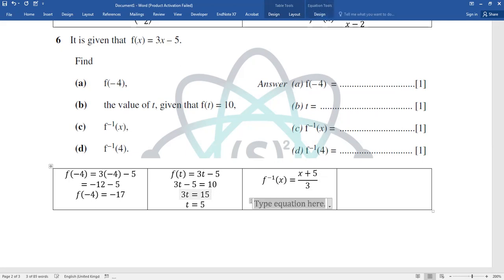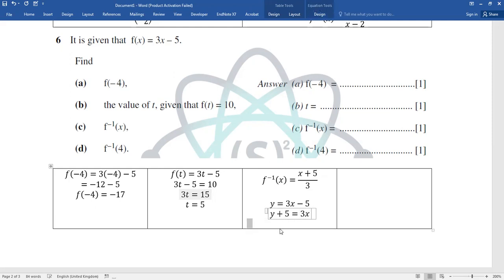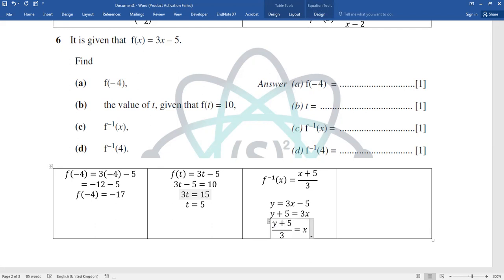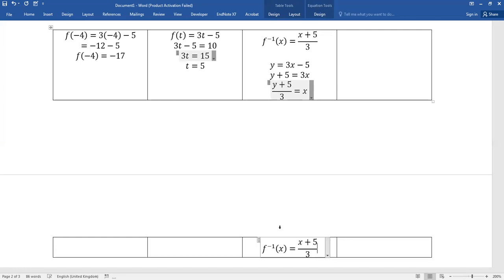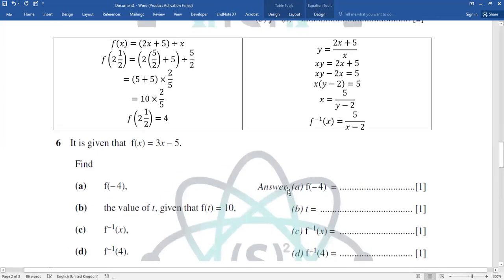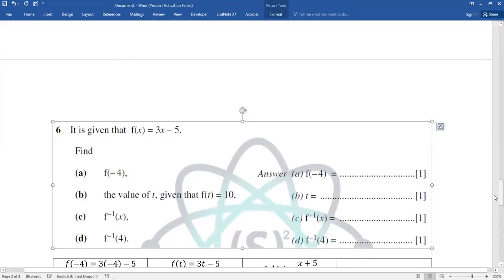Or else you could have said, sir, I will make it with y like this. It's the same thing, no problem. y plus 5 is equal to 3x. So y plus 5 upon 3 is x. So you could say that f inverse of x is x plus 5 over 3. Is this clear, class? I hope the first 3 parts are clear to everyone.